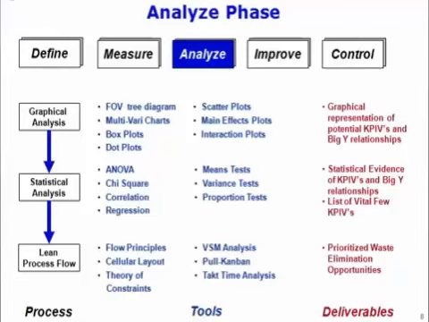Moving on to the analyze phase. So you notice we're still in DMAIC, D, M, A, I, and C. In the analyze phase, we have 3 steps. We're going to construct a graphical analysis, maybe do a statistical analysis, and then lean out the process flow. Here are the tools, and here are the deliverables for the analyze phase.